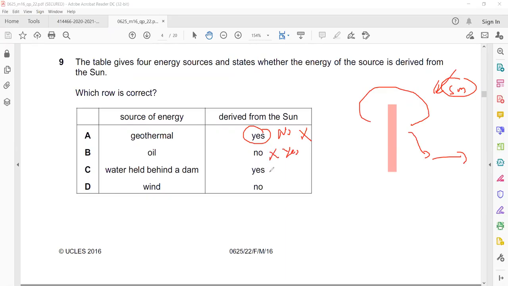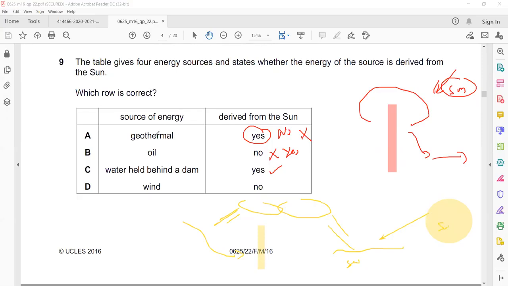Water behind the dam, and the source is the sun, that's true, because of the water cycle, the heat energy from the sun evaporates the water from the sea, and when this water rises, it forms clouds, and when it rains, the water will be stored behind the dam, and that water has gravitational potential energy, so the origin is the sun.